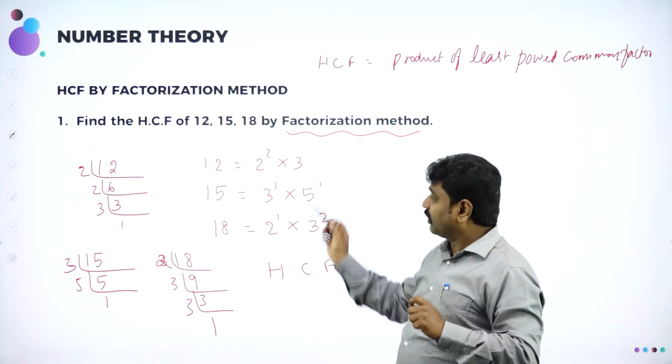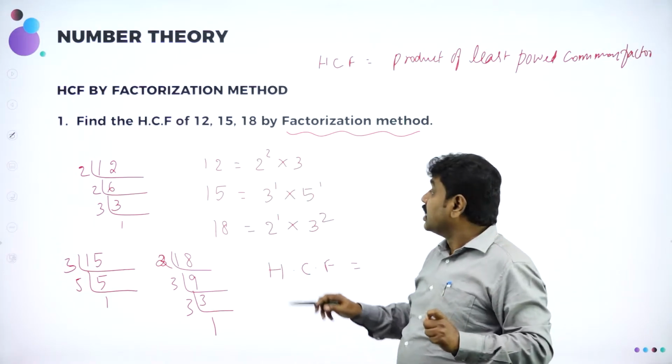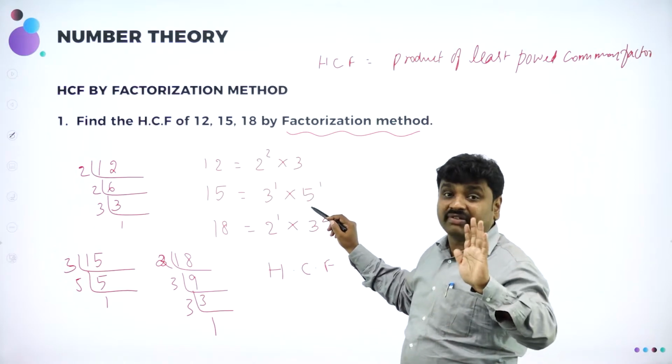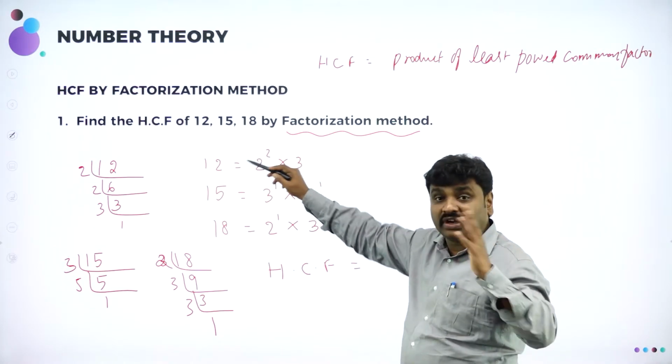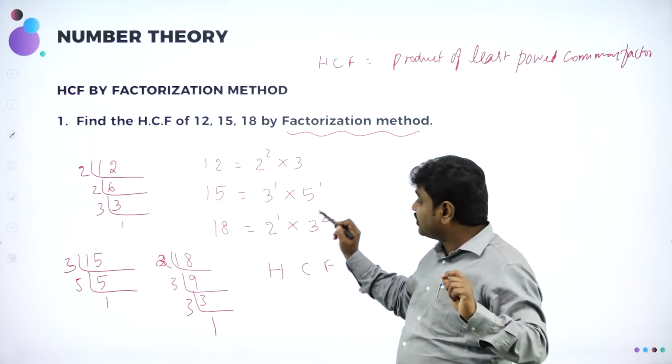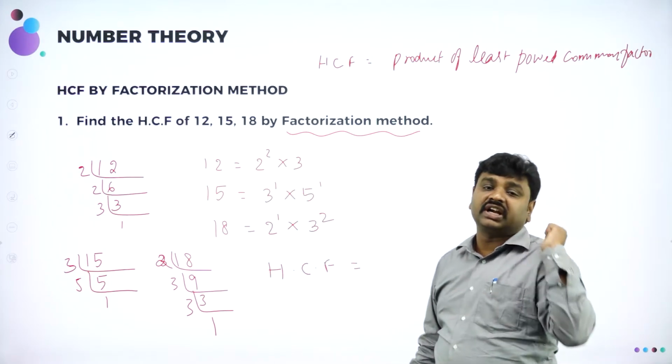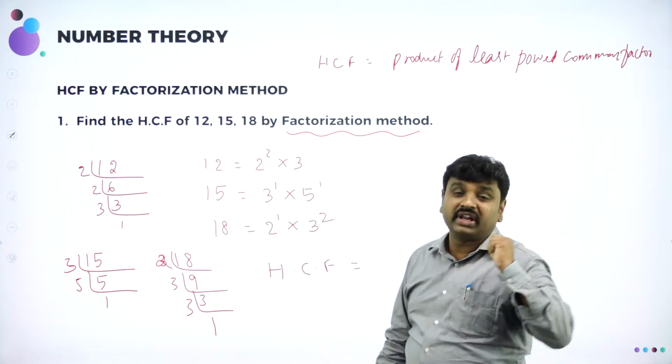3 is a factor of 12 also, 15 also and 18 also. Whereas 5 is not a common factor. Please observe, 5 is not factor for 12. 5 is not factor for 18. 5 is factor only for 15. So 5 is not a common factor. So pick only common factors.